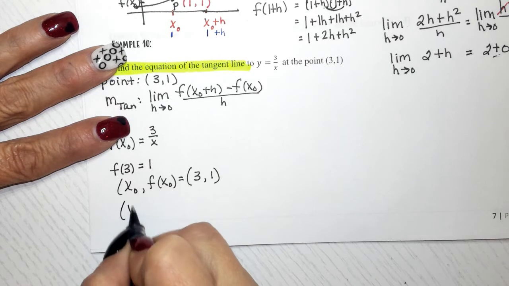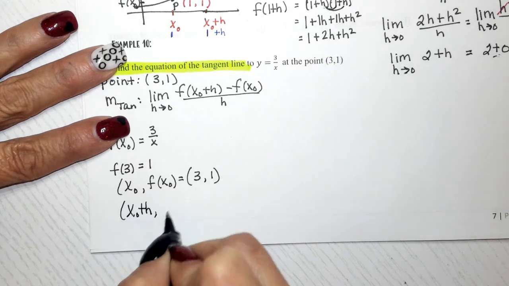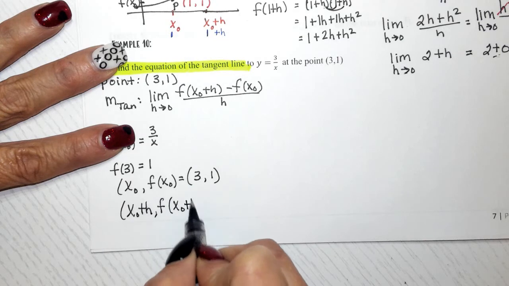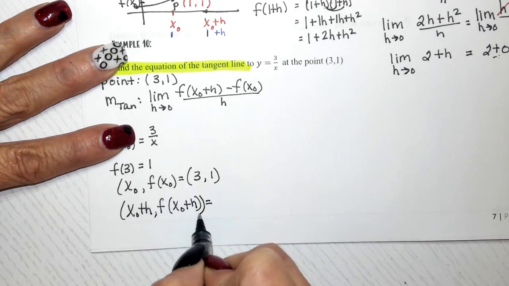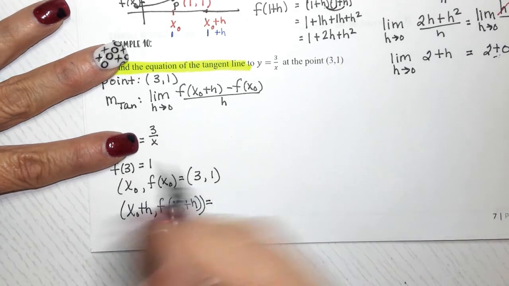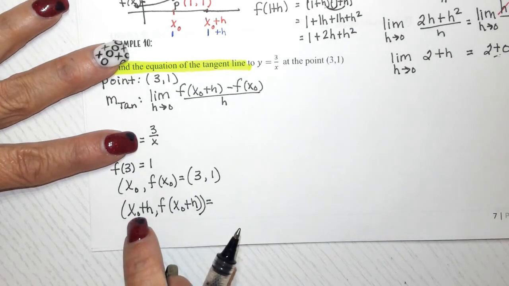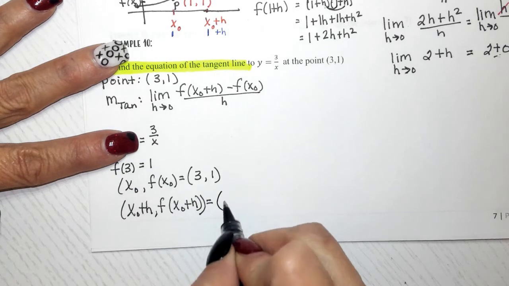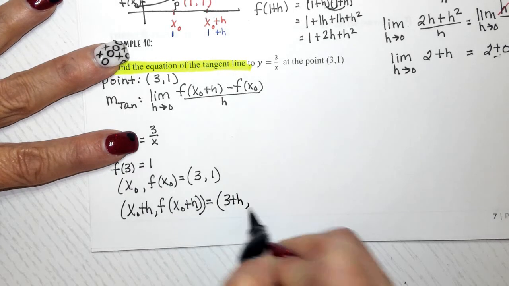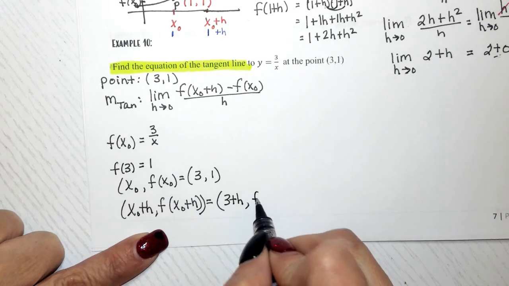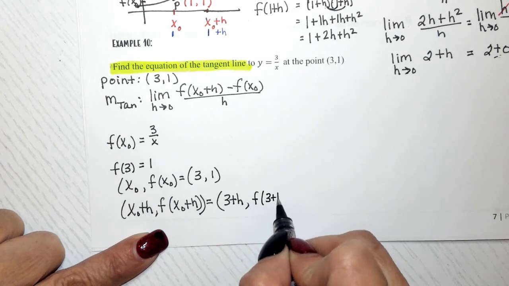Let's go with f of x naught plus h. What would that be? Well, x naught is 3, right? So it's going to be 3 plus h. But then we need to figure out this one. So that would be f of 3 plus h.